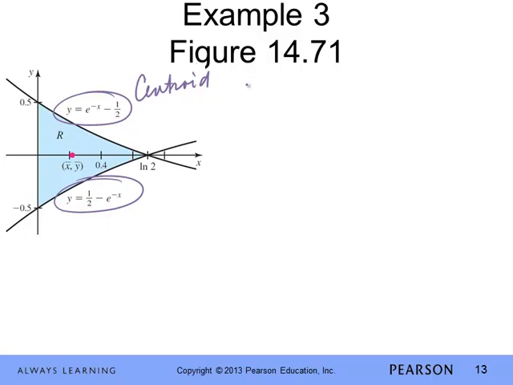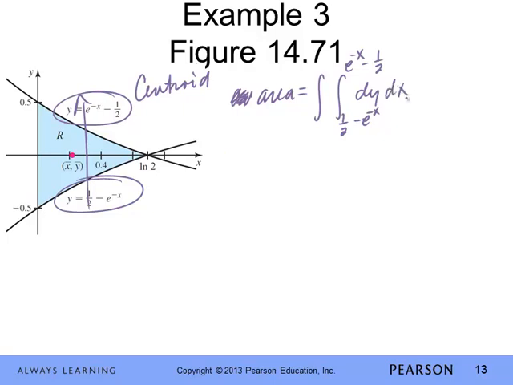So let's go ahead and calculate the mass, which is the area, by the way, in this case. Now, we could integrate with respect to y first. And y is going to vary between 1/2 minus e to the negative x and e to the minus x minus 1/2. So we're going up this way. And then x is going to vary between 0 and natural log of 2.